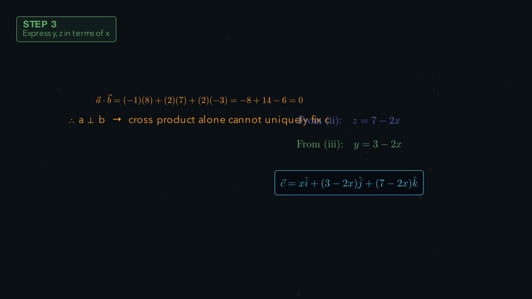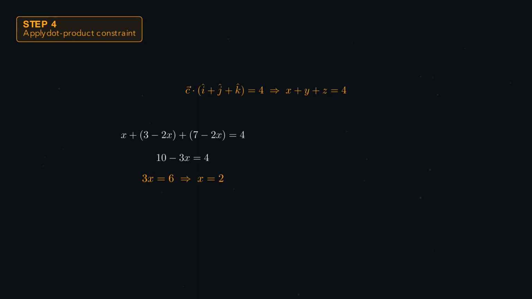That's because A and B are perpendicular. You can verify their dot product is 0. So the cross product alone can't uniquely determine C. We express y and z in terms of x. y equals 3 minus 2x. z equals 7 minus 2x.